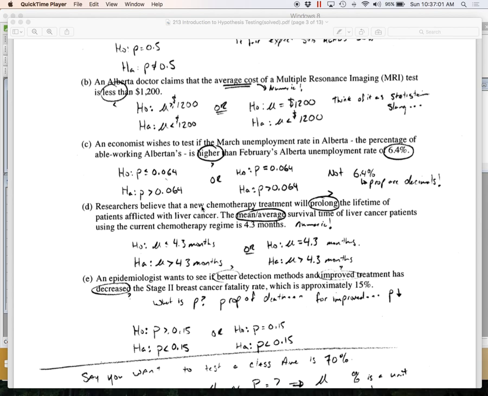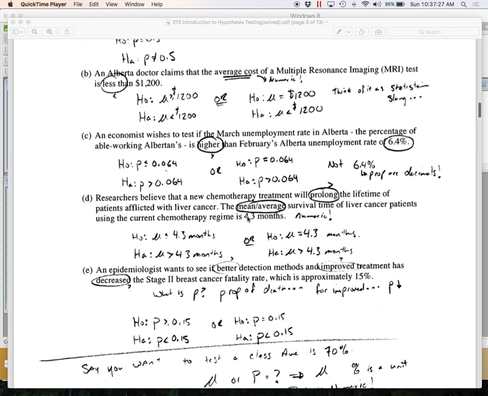Researchers believe that chemotherapy treatment will prolong life. Prolong means make more life, so greater than, not greater than or equal to, but an additional amount, not just the same or more. That is the strictly greater than sign, and it must go into the alternative. There is no equal sign with it. The average lifetime is 4.3. Here again, we're measuring the amount of time. This is a numeric value, and we're also talking about the mean. The null hypothesis is mu is less than or equal to 4.3, and the alternative is mu is greater than 4.3. Again, prolong is greater. It's always acceptable to write the null hypothesis with the equal sign.